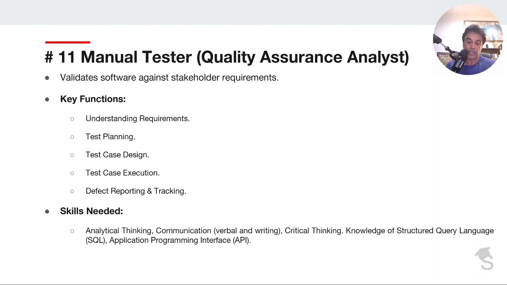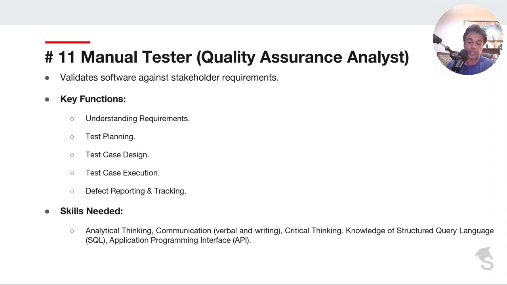Additionally, manual testers will try to break the software, meaning they will test the software from all the possible scenarios that can possibly happen when a user would start using the software and see if there are any gaps, errors, or any missed requirements.